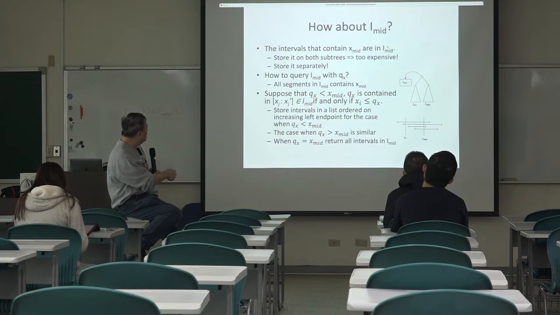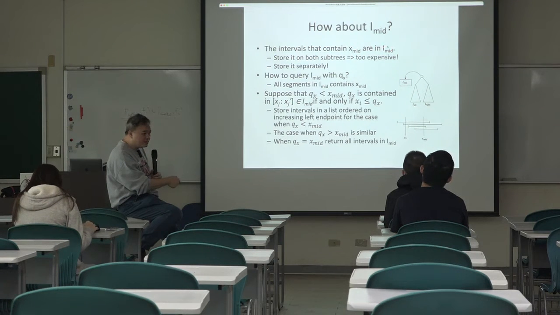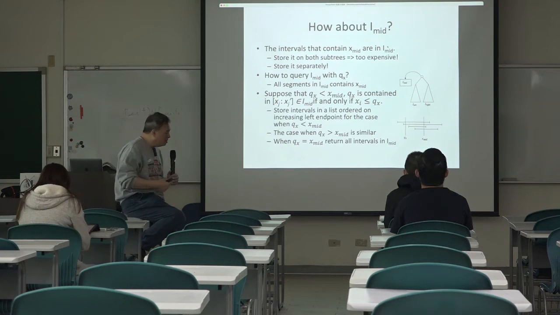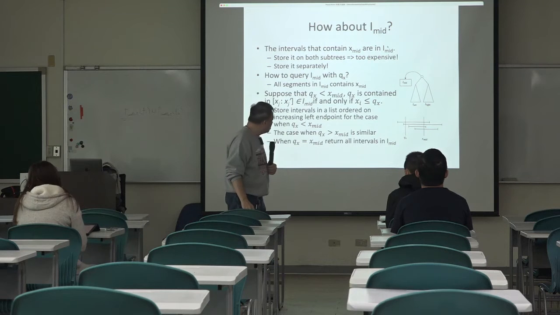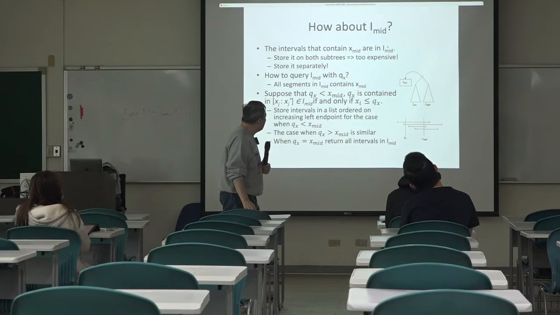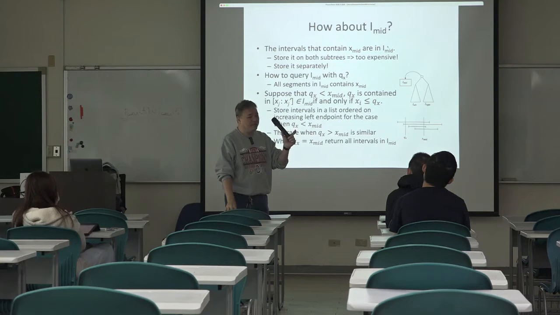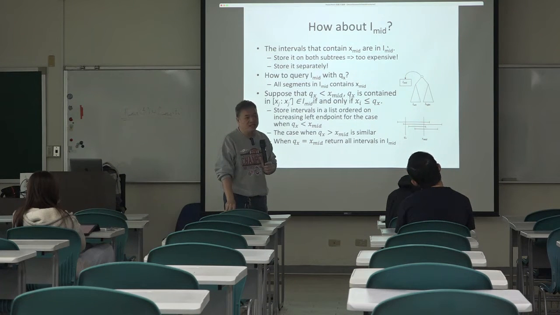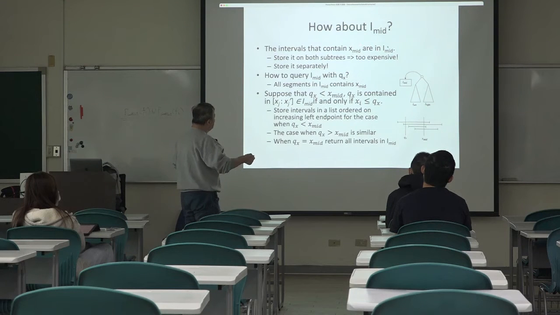The intervals that contain x mid are in I mid. We know that, right? Because we have some intervals stored in this I mid, the easy way is to compare QX with every interval to see if it needs to be reported. But this approach is considered too slow. So what we could do is store it on both subtrees, like this.